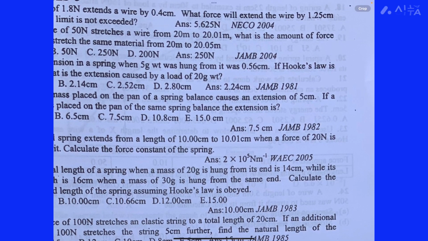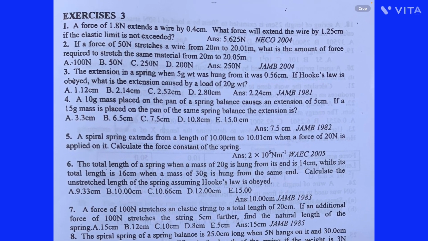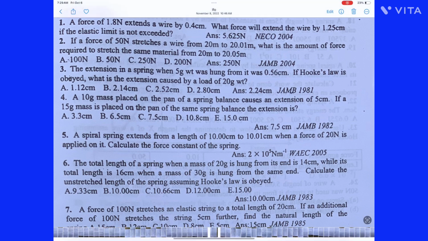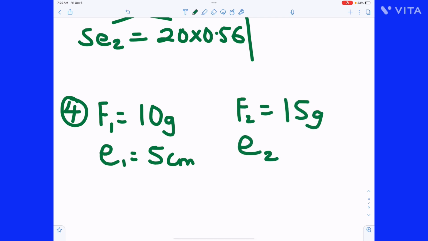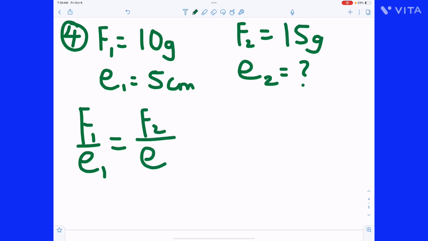The second part of the question says, if a 15 gram mass is placed on the pan of the same spring balance, the extension is, so it's the same thing as the previous question. If you now change the force to a 15 gram mass, what is the extension produced? That's what we are being asked. From Hooke's law, the ratio F1 over E1 is equal to the ratio F2 over E2, because the ratio of force to extension is always constant. That means 10 over 5 should give us the same thing as 15 over E2.